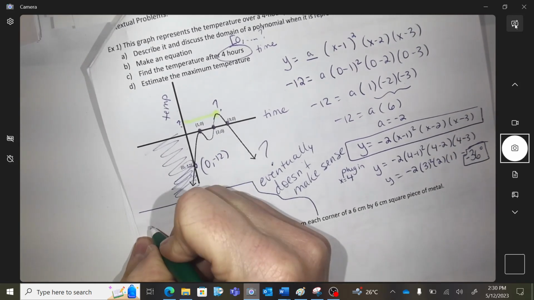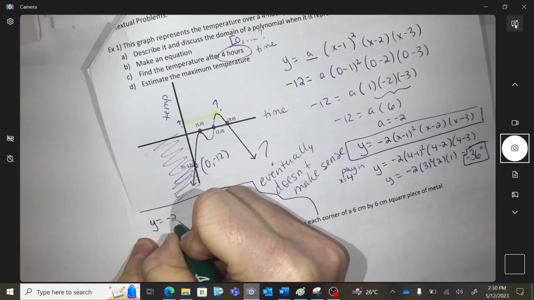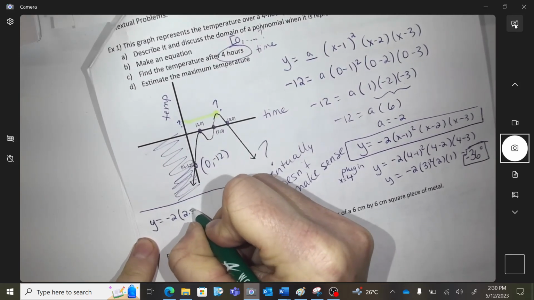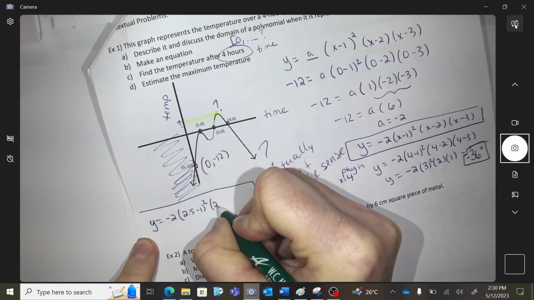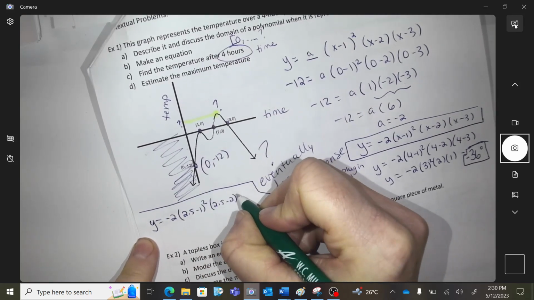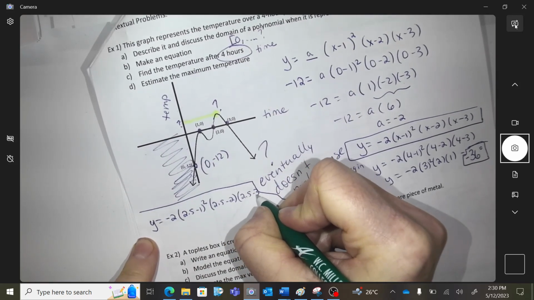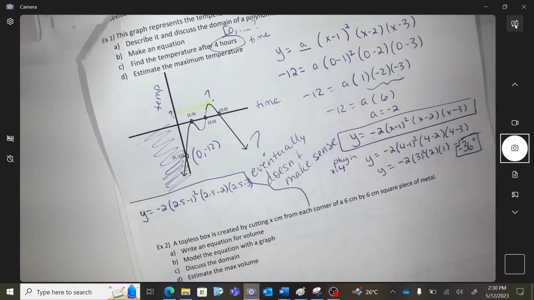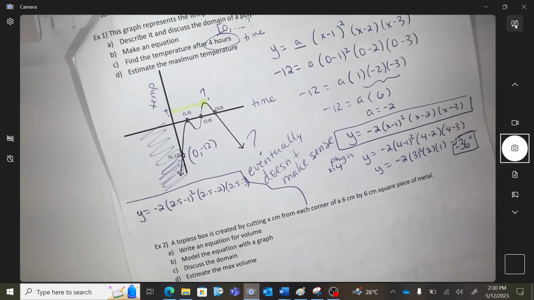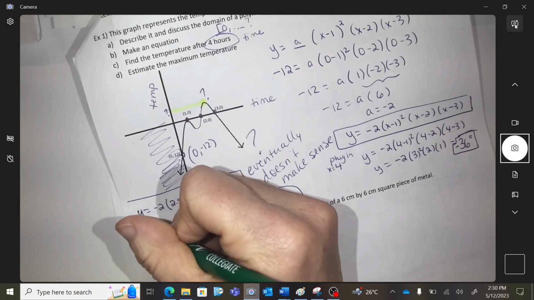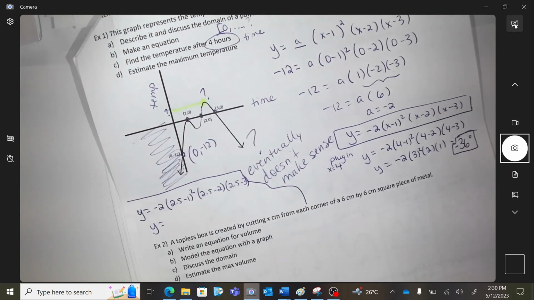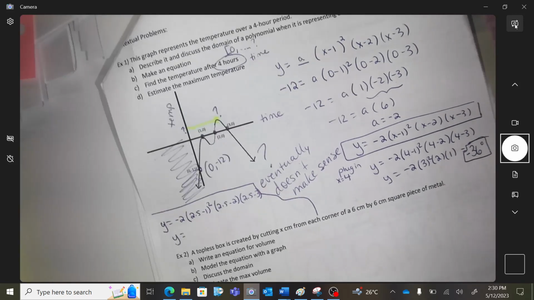Okay, so y equals -2. Okay, so I did the exact same thing as I did with 4, but now I'm just putting a 2.5 in there. Okay? And then somebody can tell me what that comes out to be. Because I got to get ready for the next example.